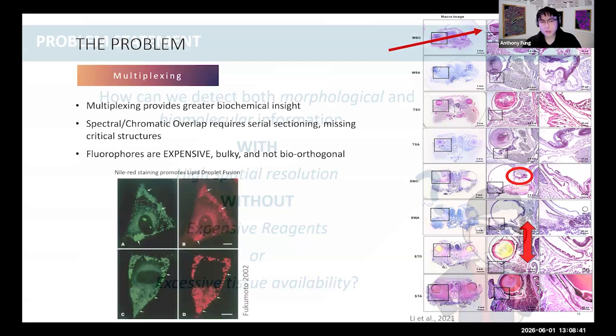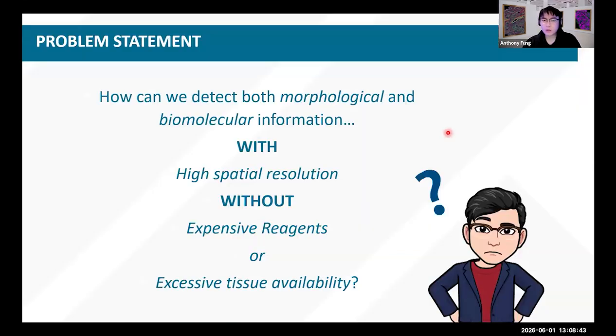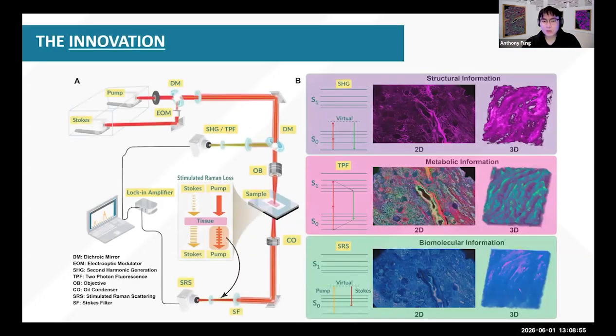And so that begs the question, how can we detect both morphological and biomolecular information with high spatial resolution, but without expensive and sometimes toxic reagents or excessive tissue availability? Today's talk is about this label-free platform, which is a multimodal platform composed of second harmonic generation, multi-photon fluorescence, and stimulated Raman scattering.